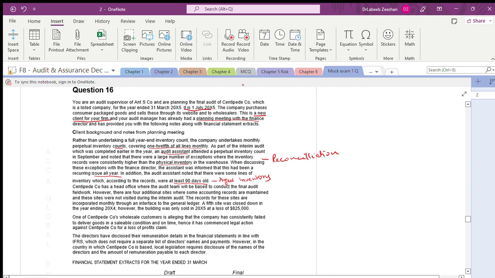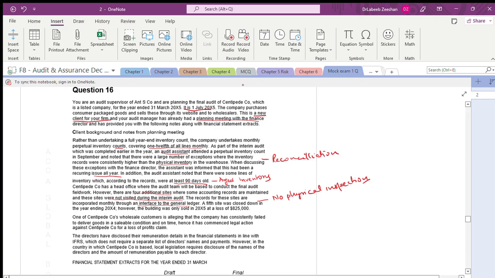Centipede has a head office where the audit team will be based to conduct the audit. However, there are 4 additional sites where some accounting records are maintained, and these sites were not visited during the interim audit. The records of these sites are incorporated monthly through an interface. No physical inspections. Interface means just on the system.